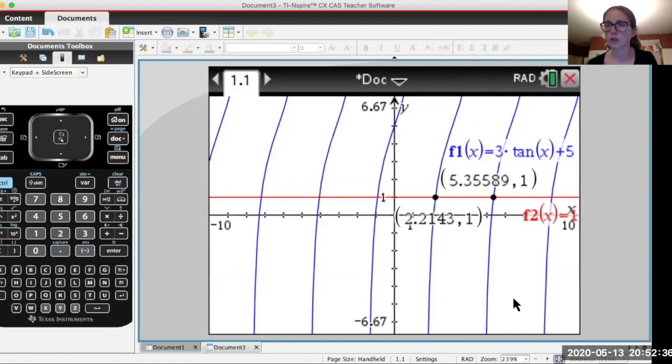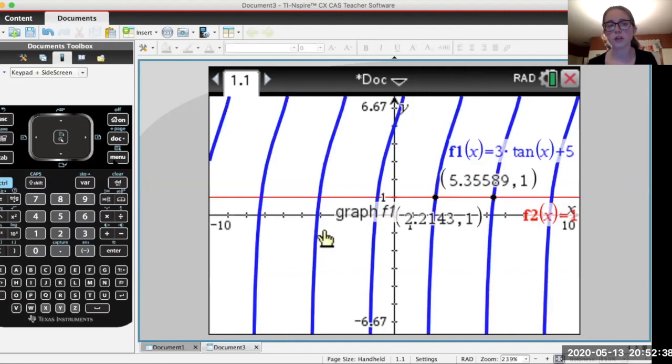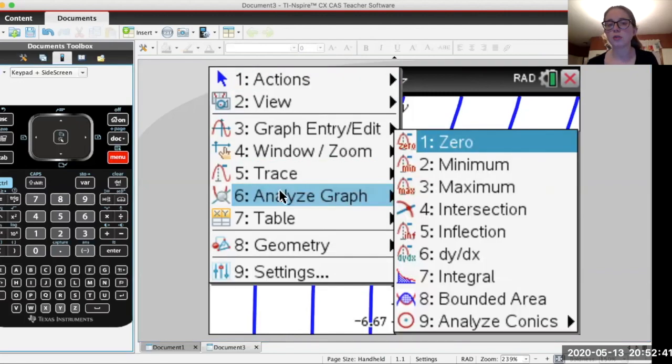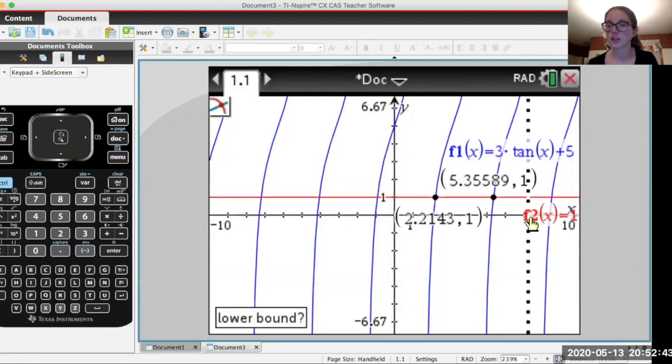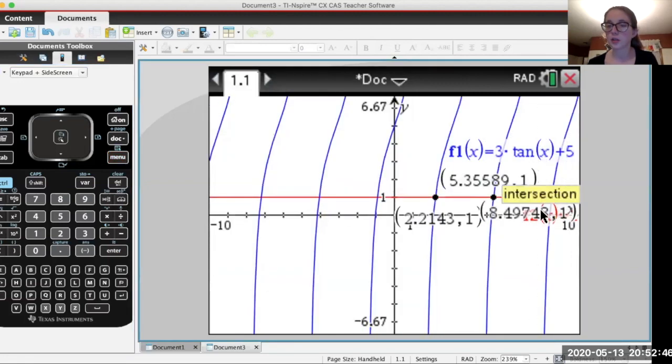And we know that there should be 2 solutions on 0 to 2 pi from our previous work. But if I wanted to prove to myself that I didn't need any more intersections in this interval, I could find the next one. And the x value of that, the angle that we're looking for, is 8.50 radians, and that's bigger than 6.28 or 2 pi, so that wouldn't be an answer to our equation.